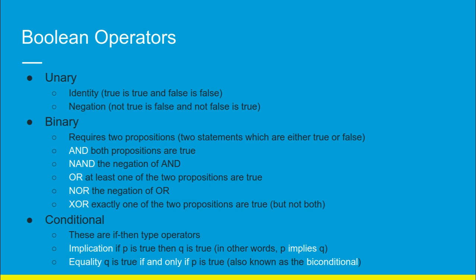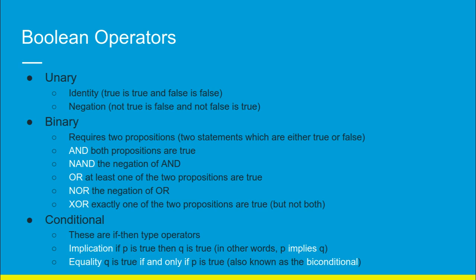We have OR. OR means that at least one of the propositions is true, or the statements. At least one of the statements is true. They could both be true, but at least one is true in order for the operator OR, putting them together with OR, to be true. And then we have the opposite of that, the negation of that, not OR. So with not OR or NOR, we get the opposite result that we do when we apply OR between these two statements.